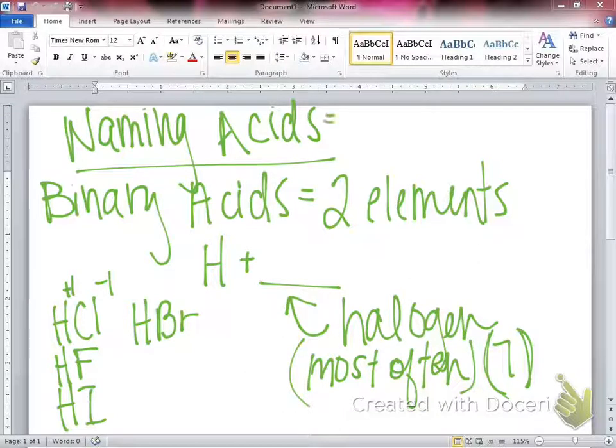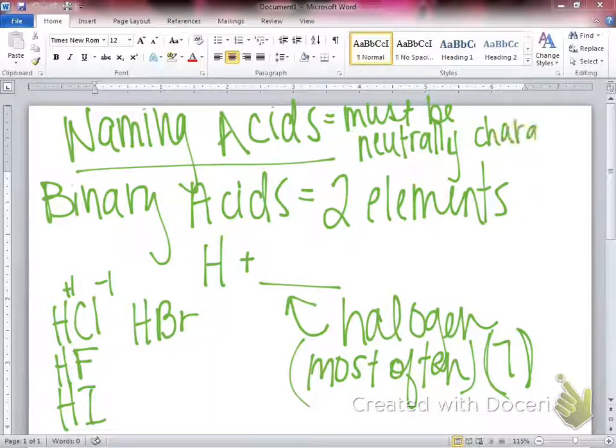Okay, I'll go ahead and make this distinction. All acids should have a neutral charge. So when we're naming acids, we go back to our ionic rules that they have to have that neutral overall charge. Must be neutrally charged. Okay, so these are all examples of our binary acids. Now let's talk about how we name them.